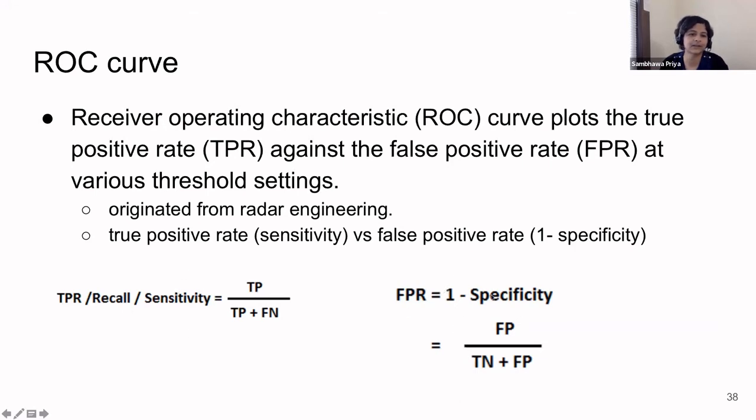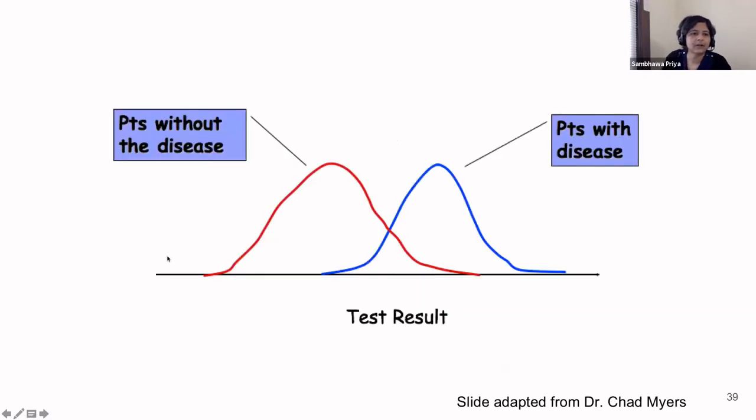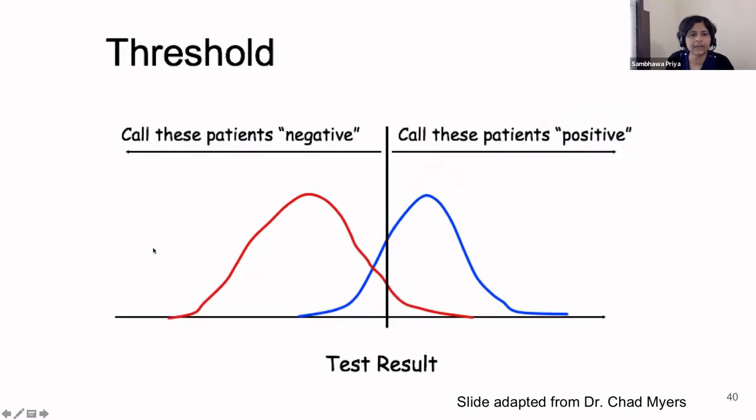So that's that. So basically the idea is, let's say we have the test result, right? The blue are the points with the disease and the red are points without the disease. And let's say this is a threshold, where the x-axis is predicted probabilities and the y-axis is a count of observations and samples. At this threshold, let's say we call these patients positive, and the remaining ones on this side are the patients we call negative.